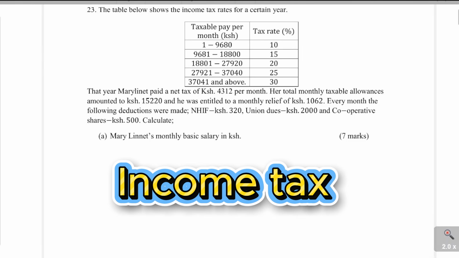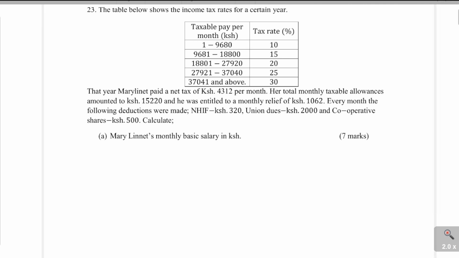Question 23. This is a question on income tax. The table below shows the income tax rates for a certain year. So the table is there. It is very important to study that table. Tax paid per month, that is in Kenya shillings. Then you have the tax rate in percentage. So the slabs are given there.